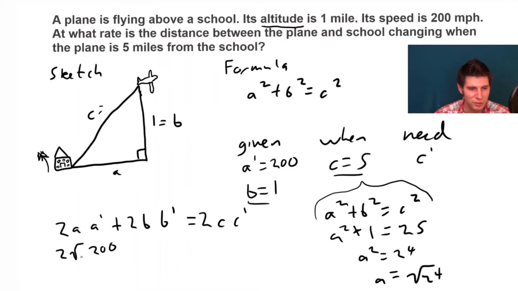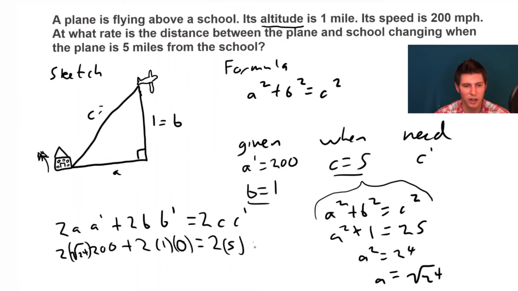So this a is root 24 plus, then 2b is 2, b is 1, and b prime is how much is b changing? Well, it's a fixed height. The plane's not changing, so b prime is 0. Equals, and then 2, c we know is 5, and c prime is what we're solving for. So one tricky thing was the b prime is 0. Definitely want to take note of that. When a variable's not changing and you have the v prime, that's always going to be 0. We had another one of those a minute ago too. So this stuff goes away. 2 times 1 times 0 is gone.